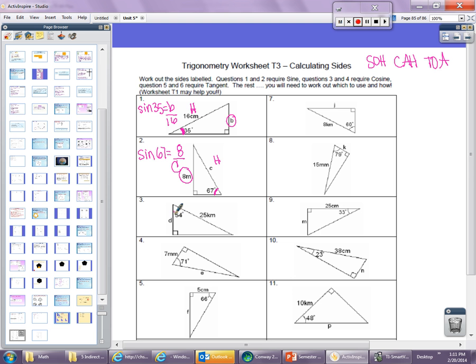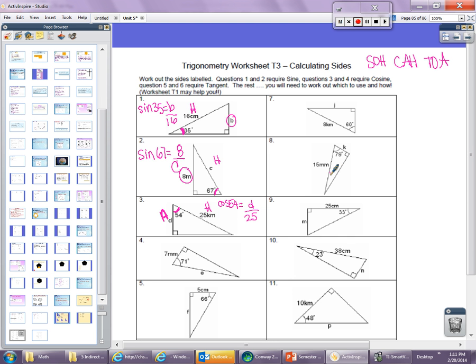Look at 3. Angle. In this case, I'm not given opposite. I'm actually trying to find A, adjacent, and I have H, hypotenuse. So, which one uses an A and H? S uses O and H. C uses A and H. So this time I'm going to write cosine of 54 equals adjacent D over hypotenuse 25.